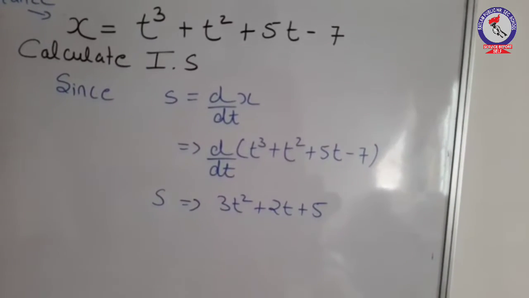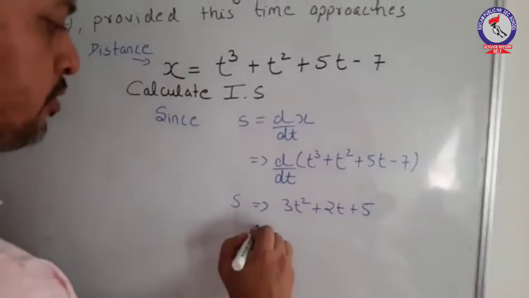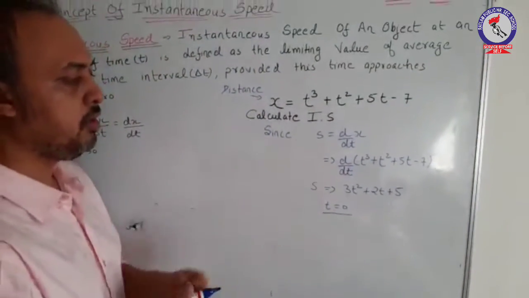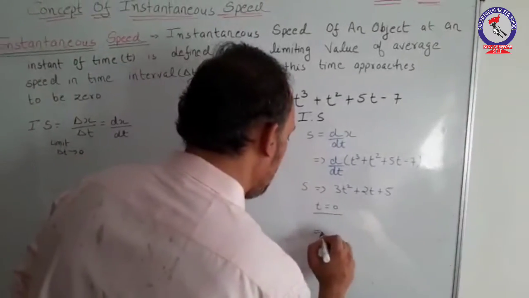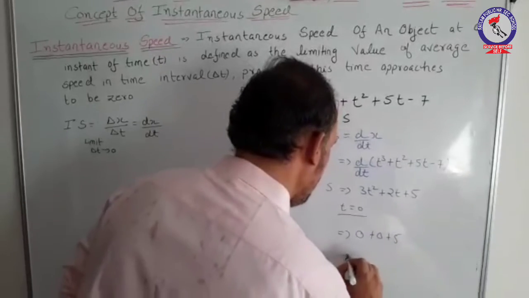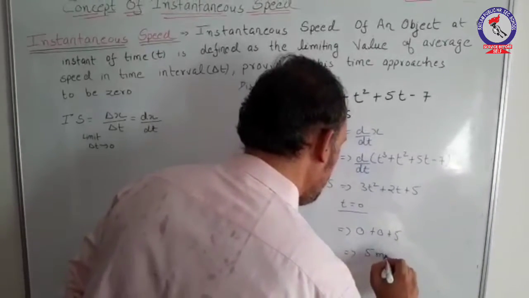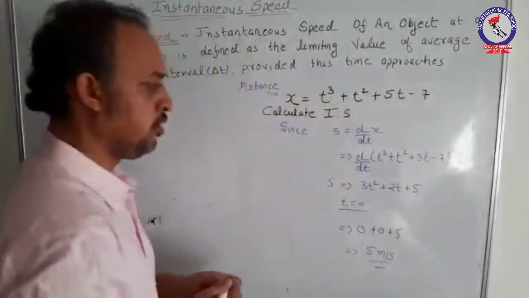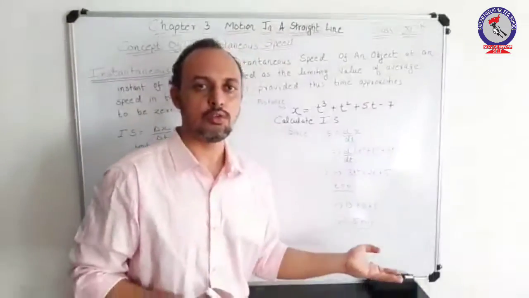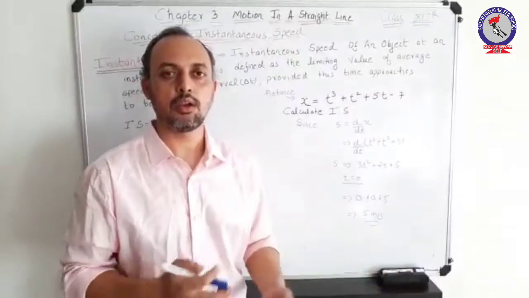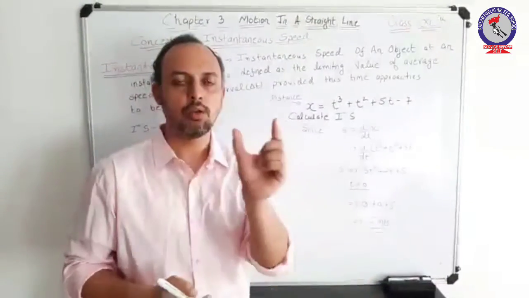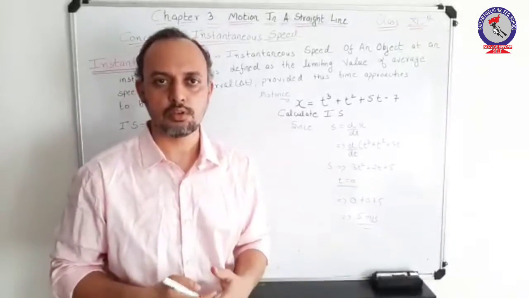In order to calculate instantaneous speed, we have to substitute time equal to 0. Substituting t equals 0, what we will get? 0 plus 0 plus 5, that is 5 meters per second. So in this concept, we have substituted t equals 0. Always remember, when calculating instantaneous speed, you need to take the value of time as 0, because the limiting value of t is very small, as I have just explained to you.